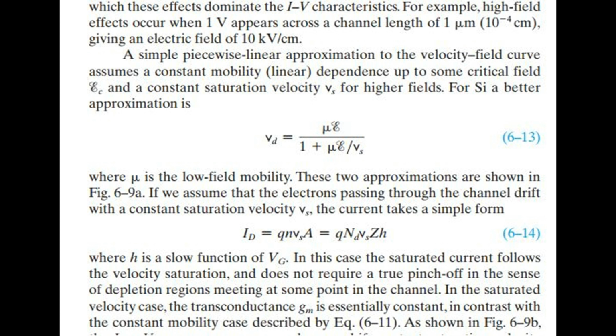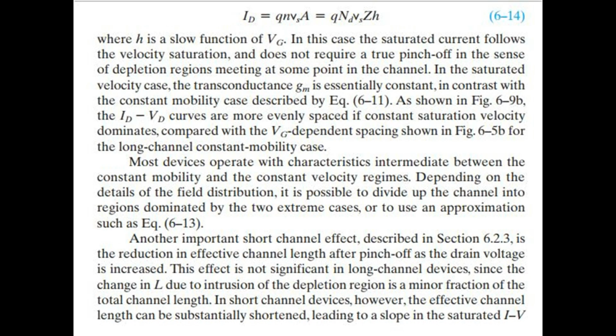In this case the saturated current follows the velocity saturation, and does not require a true pinch-off in the sense of depletion regions meeting at some point in the channel. In the saturated velocity case, the transconductance Gm is essentially constant, in contrast with the constant mobility case described by EQ. 6.11. As shown in Fig 6.9b, the drain current, drain voltage curves are more evenly spaced if constant saturation velocity dominates, compared with the gate voltage dependent spacing shown in Fig 6.5b for the long channel constant mobility case.